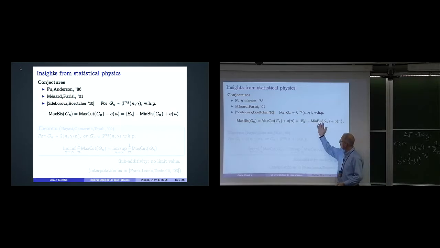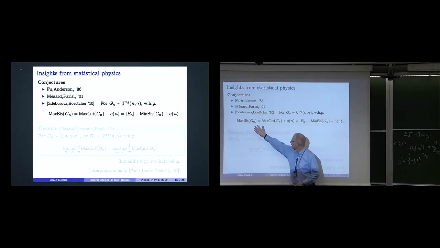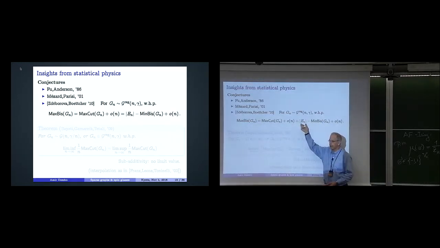The minimum bisection and maximum bisection are both centered around En over 2. One of them deviates to one side, because maximum, so you get bigger. The other one deviates to the other side. They found out that the deviations balance each other out in the sense that each of these deviations, we already know, is of order n. But the difference between them is actually of order little o of n. So somehow you have some inherent symmetry here.